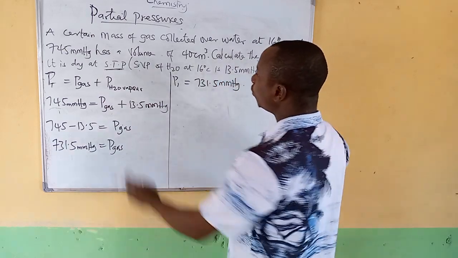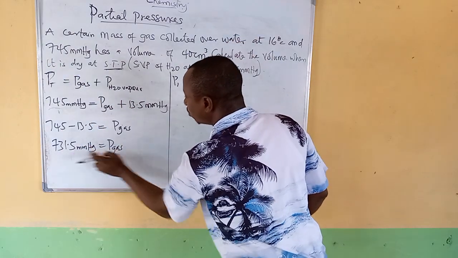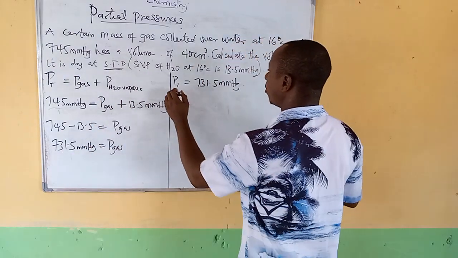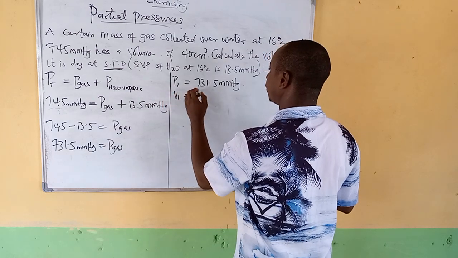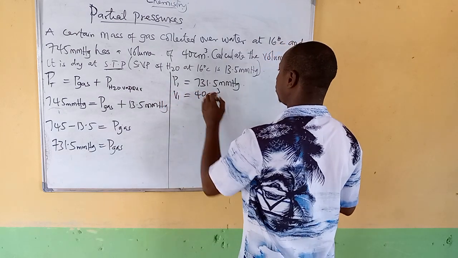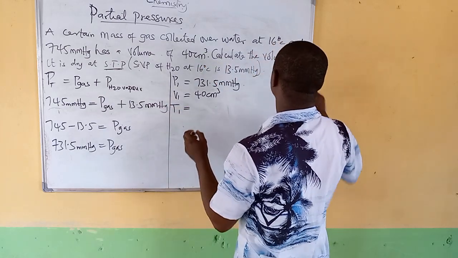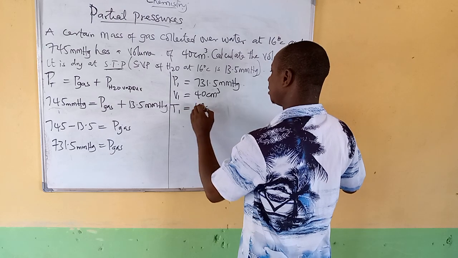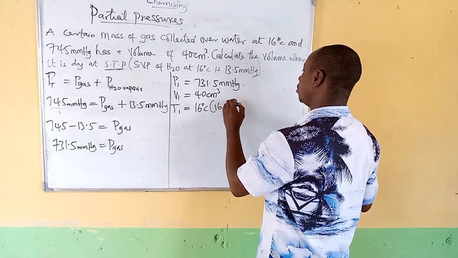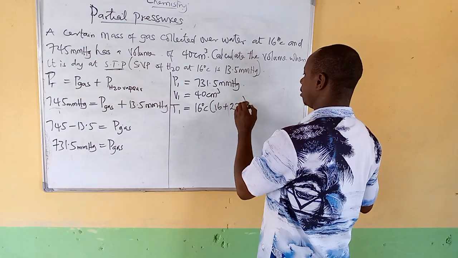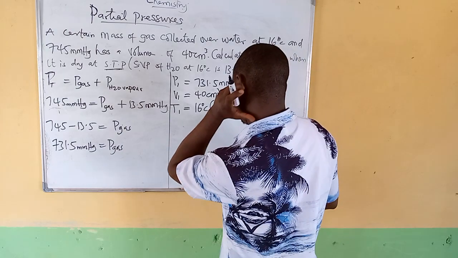Like I told you, we can't use this one because this one is collected over water. This is the real value we use for P gas. Now, V1 is what? 40 cm cube, just from the question I'm taking out the data. T1 equals 16 degrees Celsius. But don't forget that we must convert it to Kelvin. 16 plus 273, which will give us, we will do that one later.